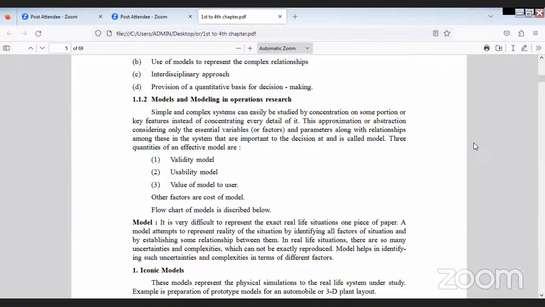The flow chart of models is described here.